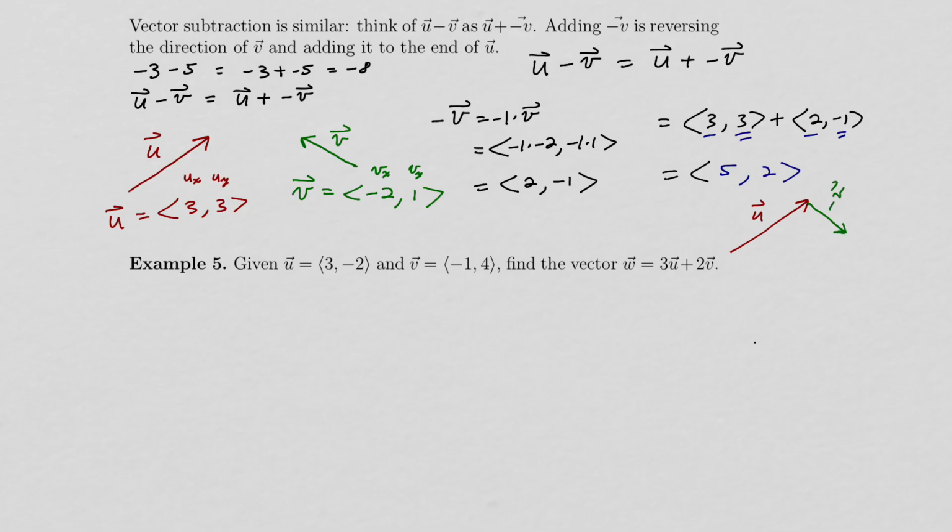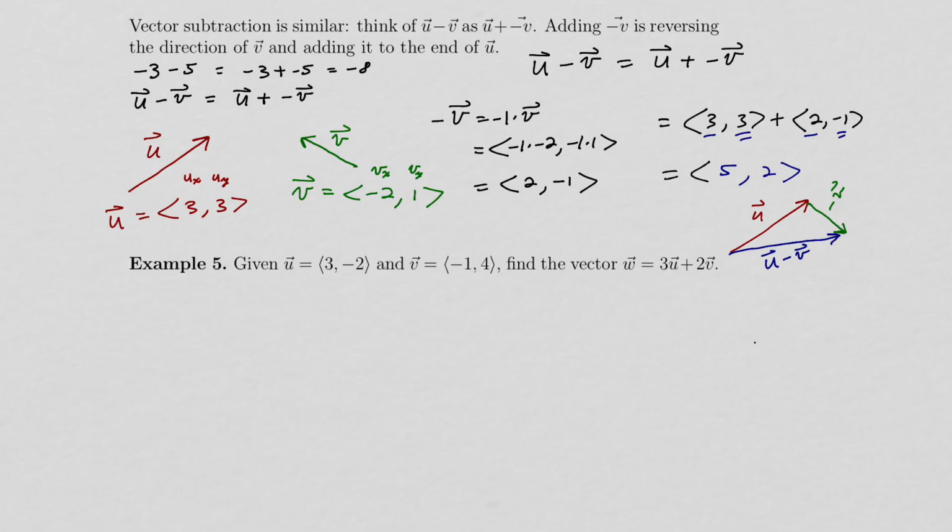And that would give me what I really want, which is u minus v, right? U plus negative v is the same as u minus v. So that would be like that blue vector. And it has an x component of 5, a y component of 2, right? So x is 5, and it's up 2.